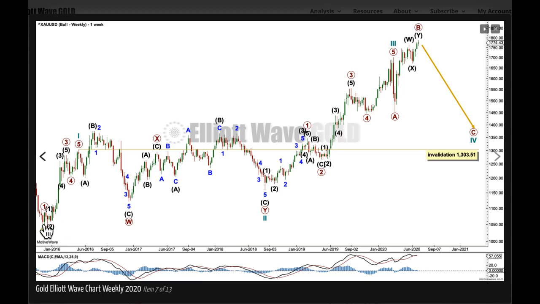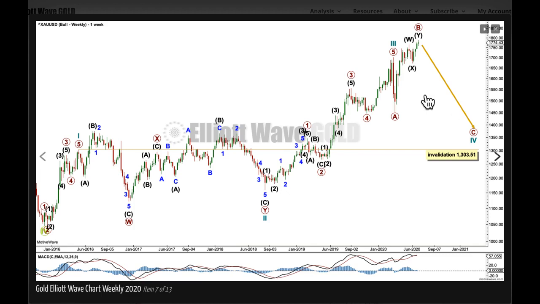If gold is in a new bull market, we may have a first wave up here, a second wave correction over here, a third wave could be over here, a fourth wave could be unfolding as an expanded flat, A, B, C. 4 may not move into wave 1 price territory.